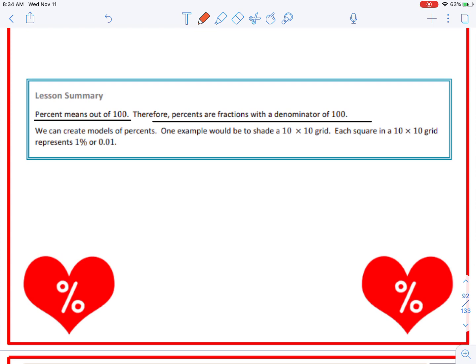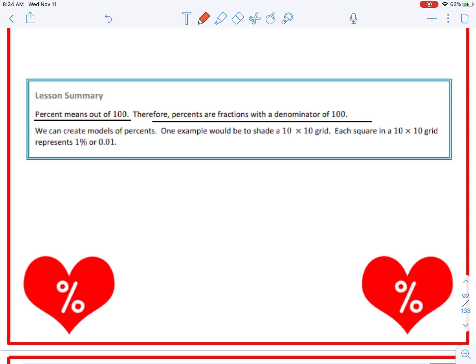The lesson summary tells us percent means out of 100. Therefore, percents are fractions with a denominator of 100. We can create models of percents. One example would be to shade a 10 by 10 grid. Each square in a 10 by 10 grid represents 1% or 1 hundredth. Just remember, percentage is always out of 100. You can scale up when the number's less.